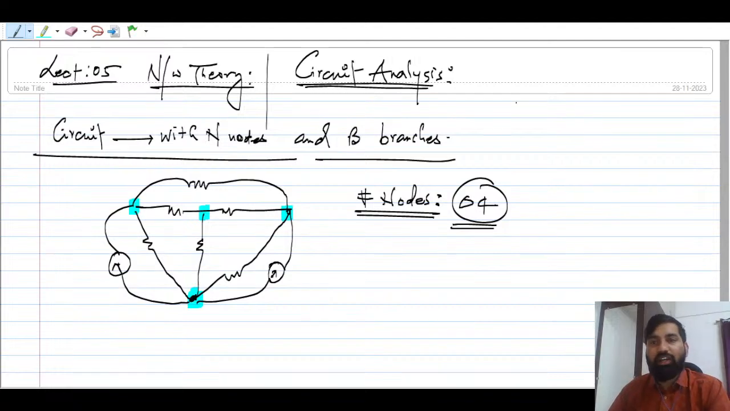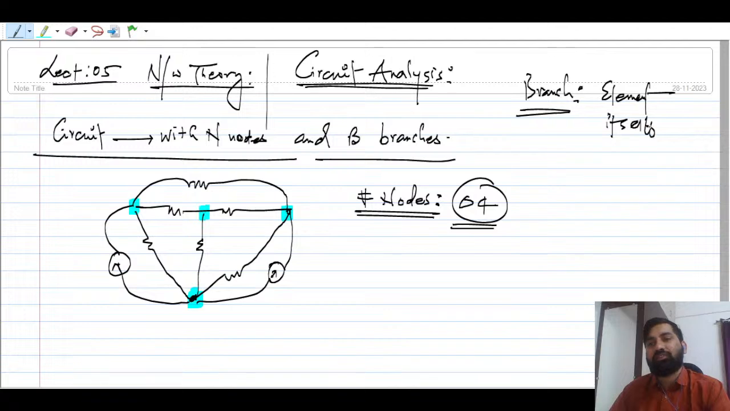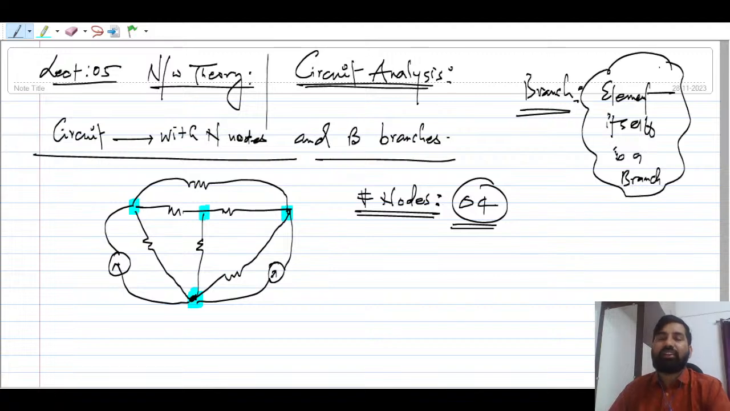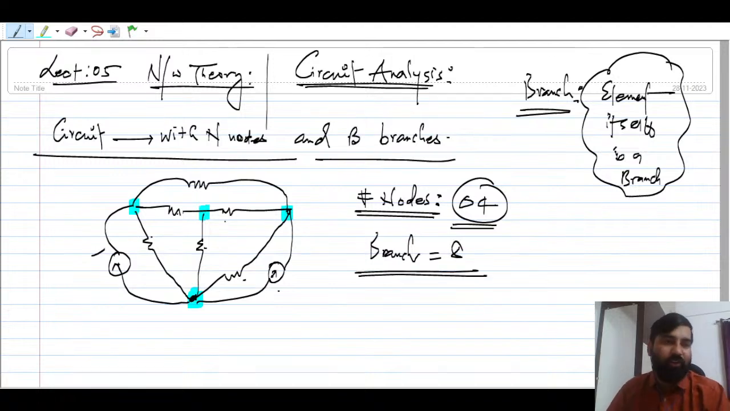As I told you, the definition of branch is simple. The element itself is a branch. Any element, a two terminal device, is a branch. So how many elements are there? Just count: 1, 2, 3, 4, 5, 6, 7, 8. So how many branches are there? There are 8 branches. So how to count the number of branches? Just count the number of elements in the circuit or network. So there are 4 nodes and 8 branches. That is a very important thing to keep in mind.